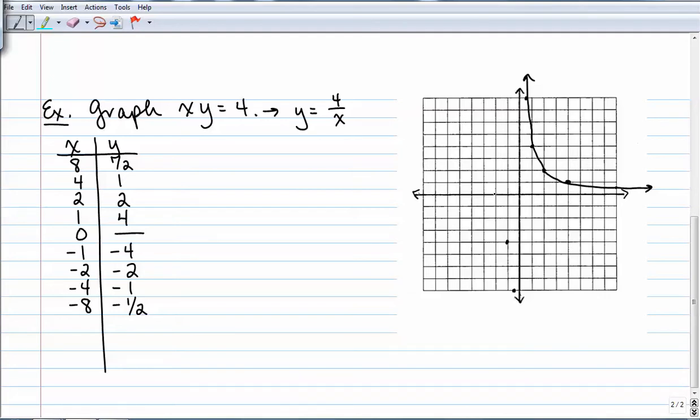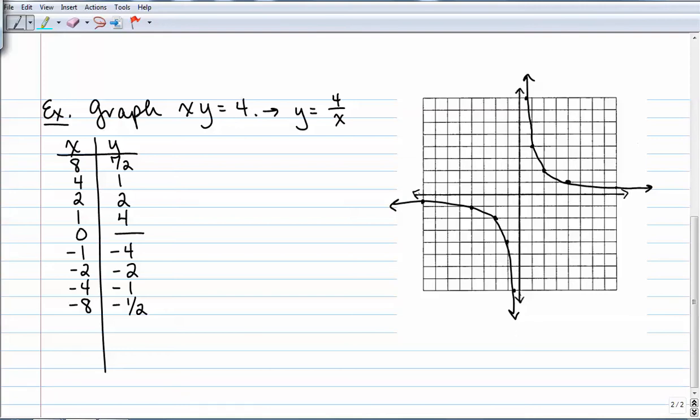When x is -2, y is -2. When x is -4, y is -1. And when x is -8, y is -1/2. And so that gives me a graph that looks like this. Notice that as my x gets smaller, the graph approaches the x-axis. As my x approaches 0 from the negative direction, my y gets very small.